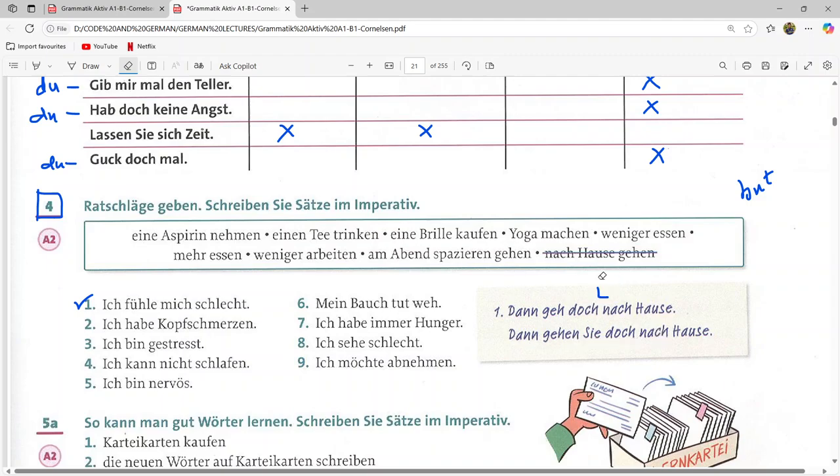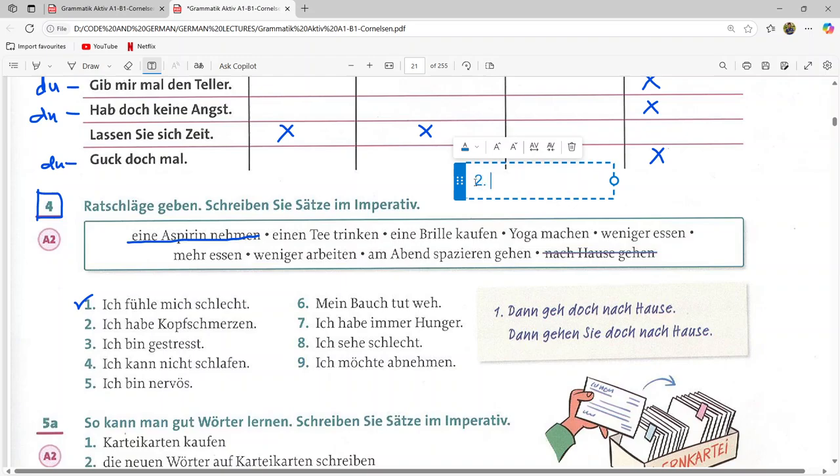Okay, so next one, number 2, "Ich habe Kopfschmerzen." So I have a headache. Okay, Kopf means head, Schmerzen means pain. So if someone has a headache, what do they do? Like take a medicine like aspirin. Okay, "eine Aspirin nehmen."